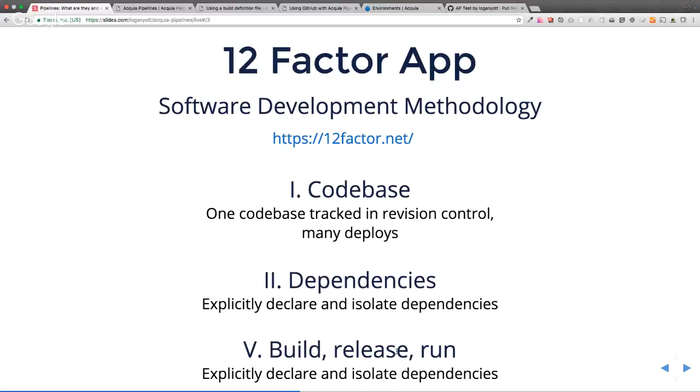Sorry for the typo here. But the general idea is that we should be able to build our app, which means we're pulling in all of our dependencies. We release it, which means we state that this is one version of our app that's ready to go. And then we run it, which means we put it on a production environment so everyone can see it.